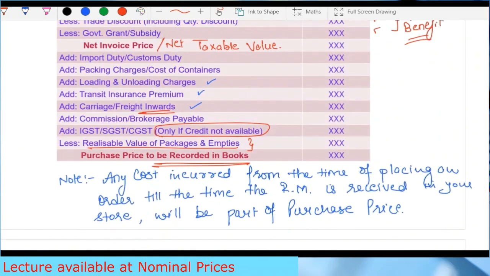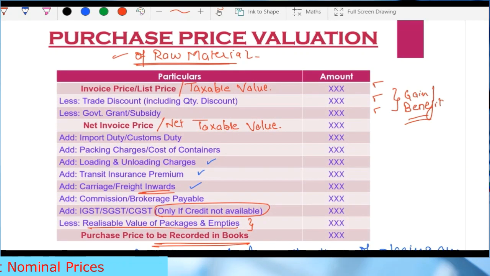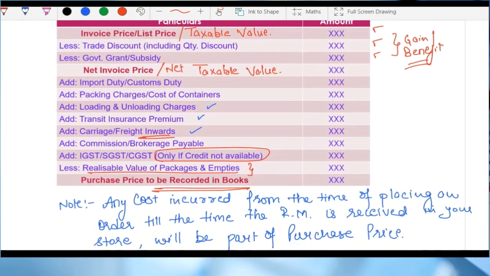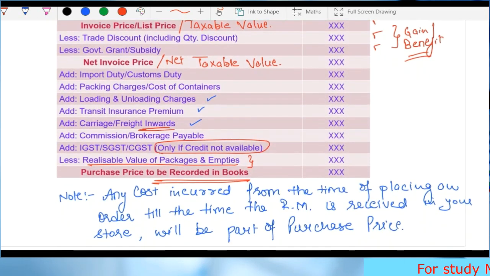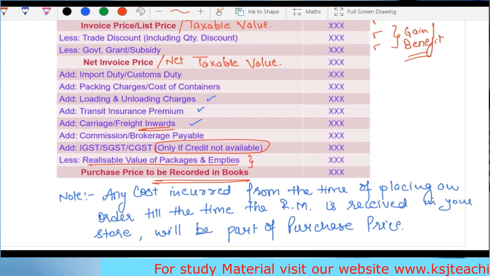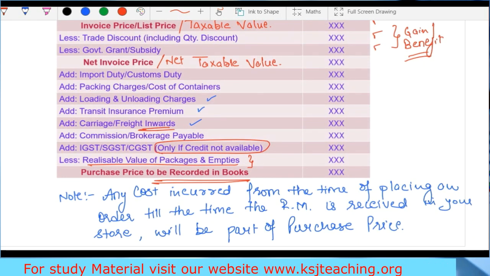So this is about the computation of purchase price. I hope every one of you has written this. This is the note that you have to write. Clear? Shall we move on to the practical part now?